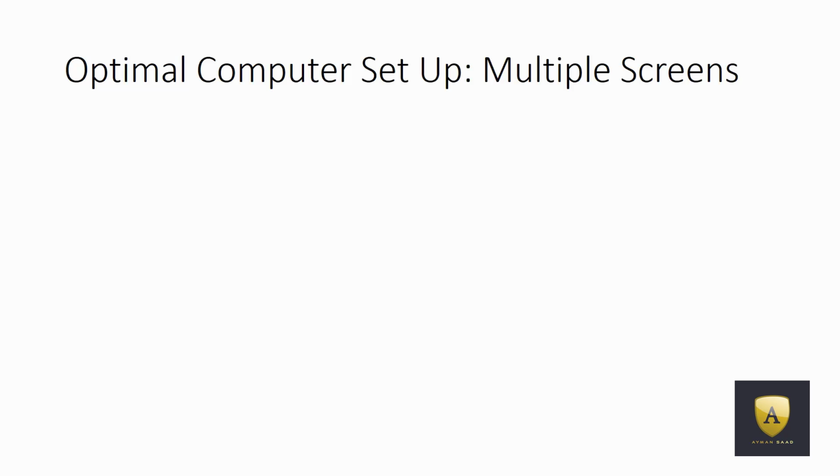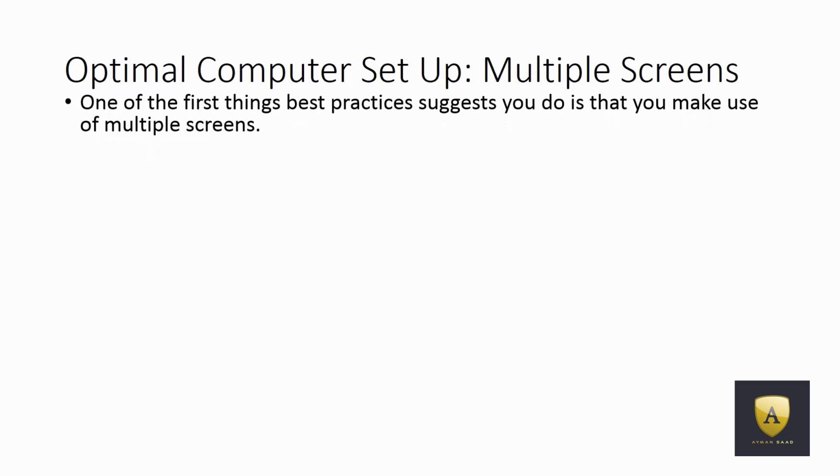Hello and welcome. In this video we're going to be talking about the optimal computer setup, and that is to use multiple screens if you're not doing that already. One of the best practices when you are using Camtasia 9 is that you make use of multiple screens, and that can be the screen on your laptop as well as a monitor. It can be the screen on your desktop as well as another monitor. It can be two monitors.